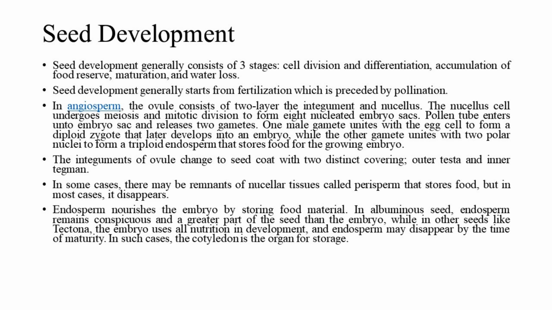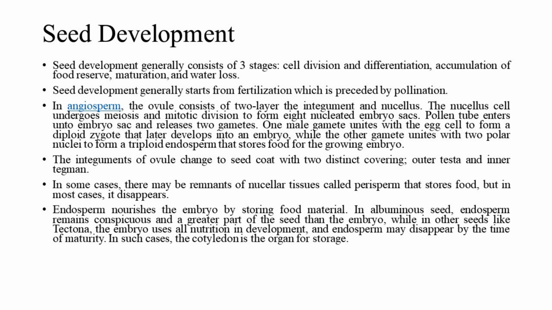The integuments of the ovule change to the seed coat with 2 distinct coverings, outer testa and inner tegmen. In some cases, there may be remnants of nucellar tissue called perisperm that stores food, but in most cases it disappears. Endosperm nourishes the embryo by storing food material.